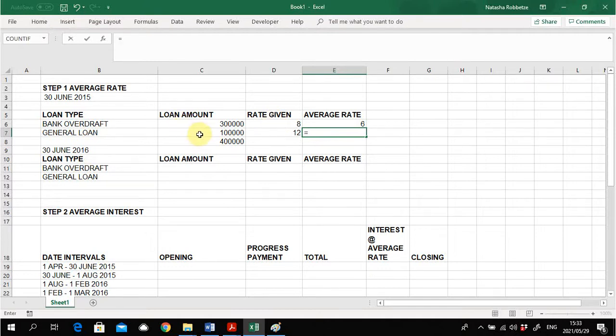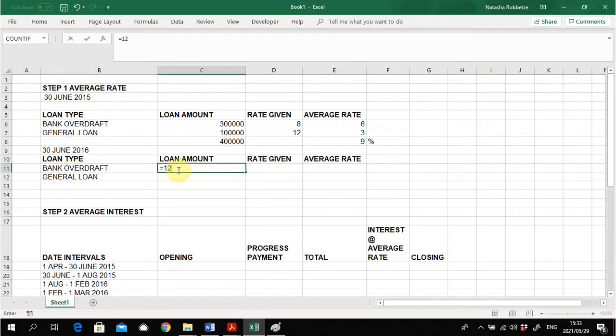Then for the general loan, it is 100,000 divided by 400,000, and I'm going to times it by the 12, and that gives us 3. 6 and 3 should give us 9% interest, or average interest. For the second year that calculations are required, the bank overdraft amount would not be adjusted for a number of months because it exists for the full year ending 30 June 2016.